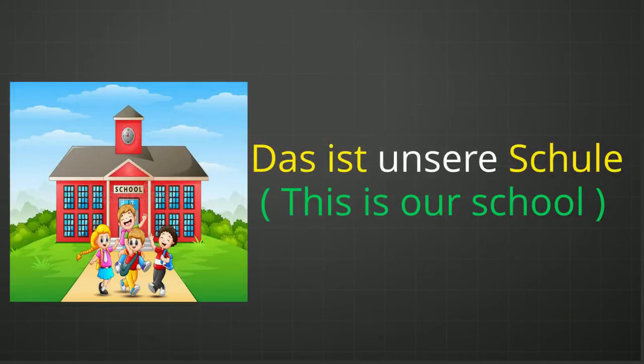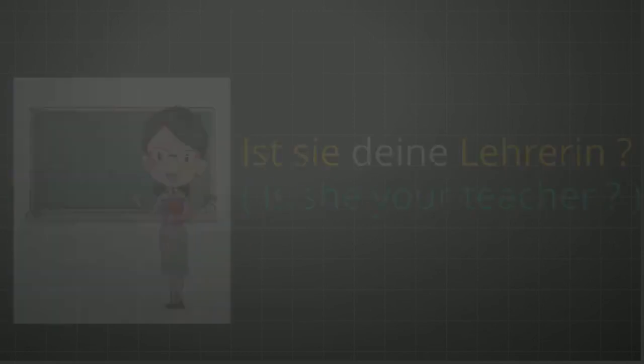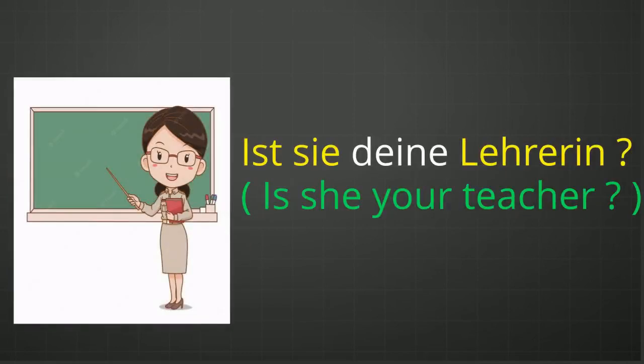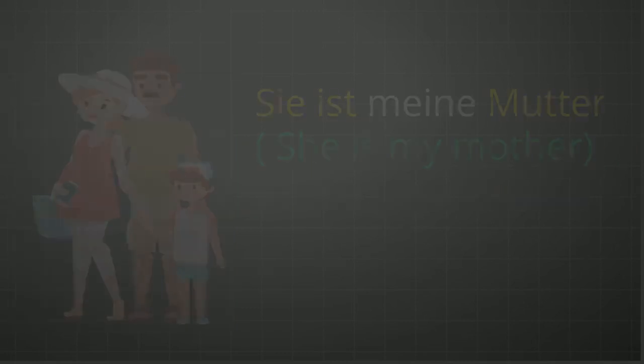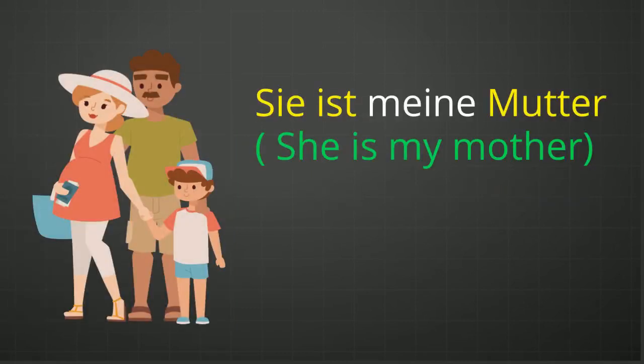Das ist unsere Schule. Schule is feminine noun, that is why unsere is possessive pronomen for Schule. Ist sie deine Lehrerin? Lehrerin is feminine noun. That is why deine is possessive pronomen for Lehrerin. Sie ist meine Mutter. Mutter is feminine gender noun. That is why meine is possessive pronomen for Mutter.